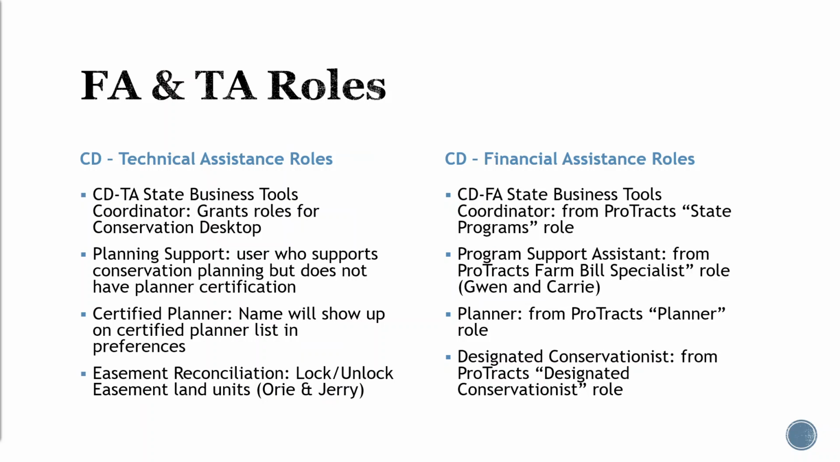Planning support would be anyone who supports conservation planning but does not have planner certification currently. And then certified planner, the name will show up on the certified planner list in the preferences, and then they're going to continue to build out things that the certified planner is going to do. And then the easement reconciliation role is to lock and unlock easement land units.